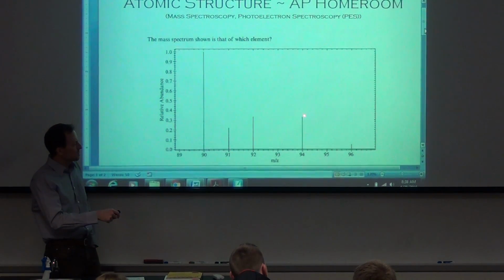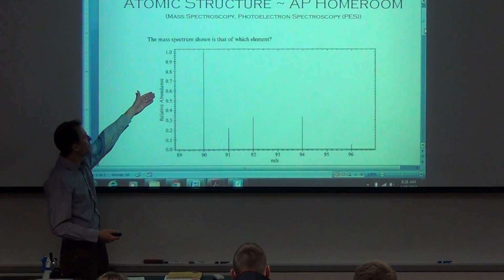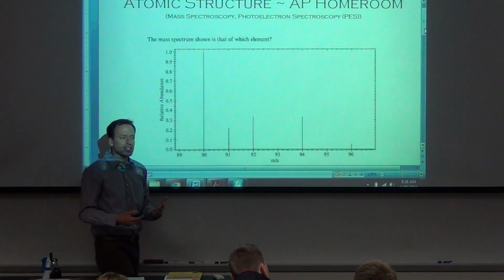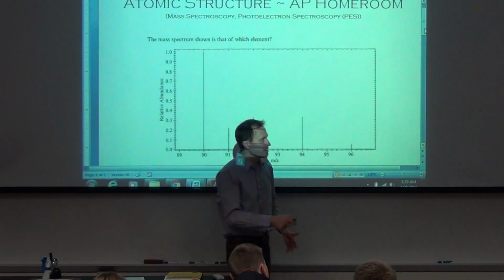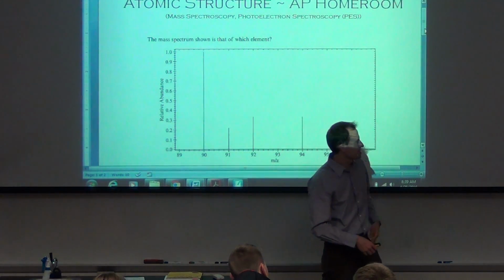Okay? The higher the peak, the more present. It says relative abundance. Okay? So this is where we get to isotopes as well. The masses on the periodic table are average atomic masses.